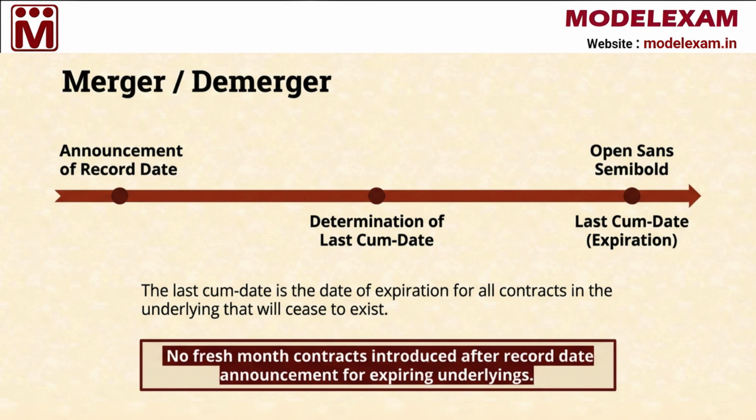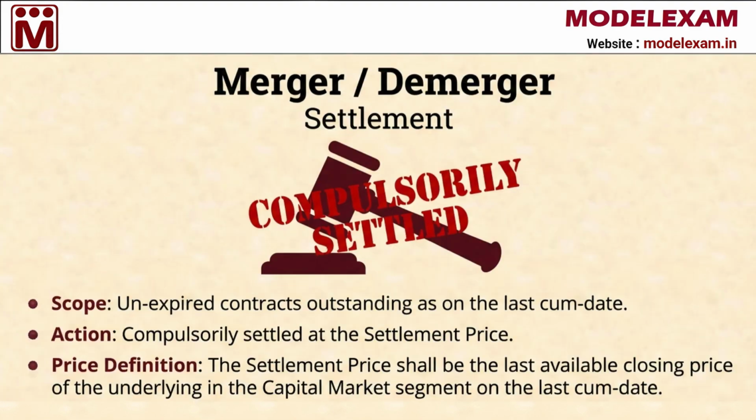Mergers and demergers involve a specific timeline to keep the market organized. Once a record date is announced, the exchange determines the last cum date, which is when the current contracts will expire and cease to exist. To prevent confusion, no new monthly contracts are started for any stock that is going to disappear because of a merger or demerger.